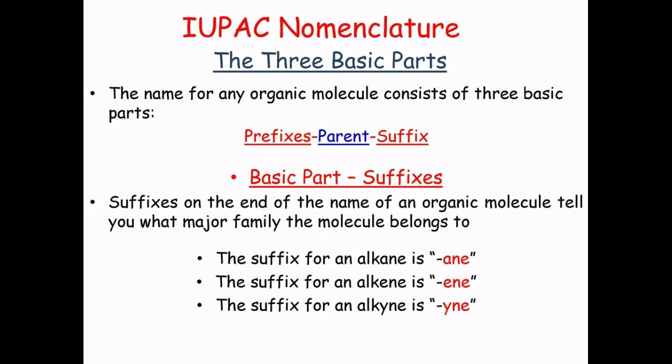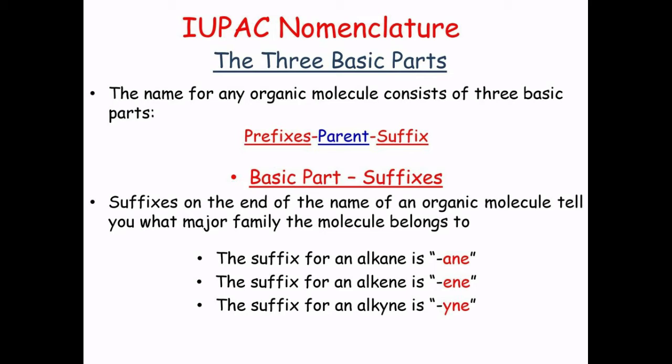Components of an IUPAC name. The IUPAC name of any organic compound consists of three parts: root word, that is the parent, prefix, and suffix. These parts are combined in the following sequence to get the IUPAC name of the compound: prefix plus root word plus suffix.